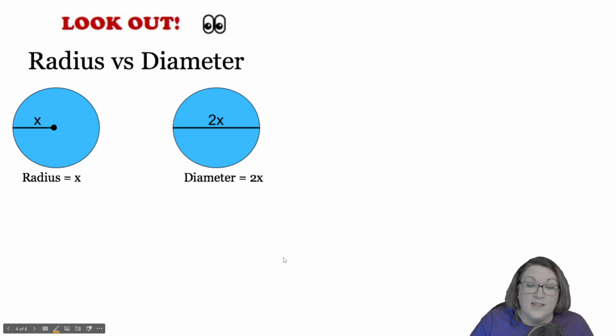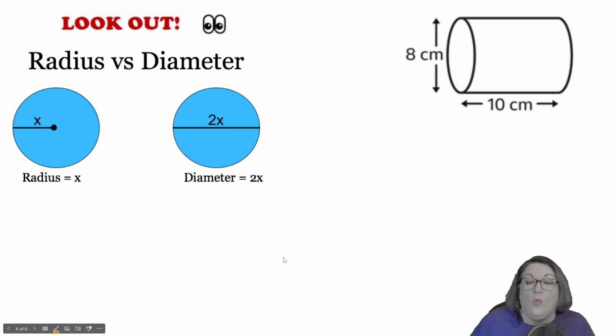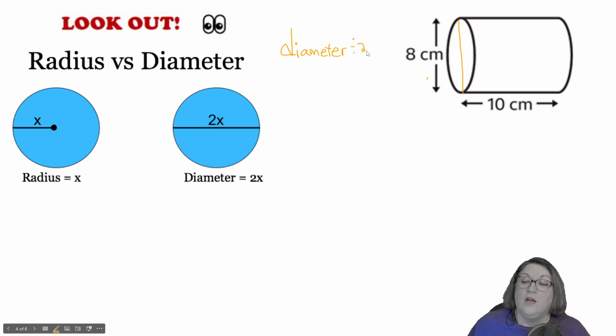Okay, so the radius, sometimes they'll give you a cylinder that looks like this, where they're not labeling the radius. This is the diameter. I know this because diameters go all the way across the circle. Okay, so diameter is always twice the radius. So if they give you a diameter, just divide it by 2 and you will get your radius.